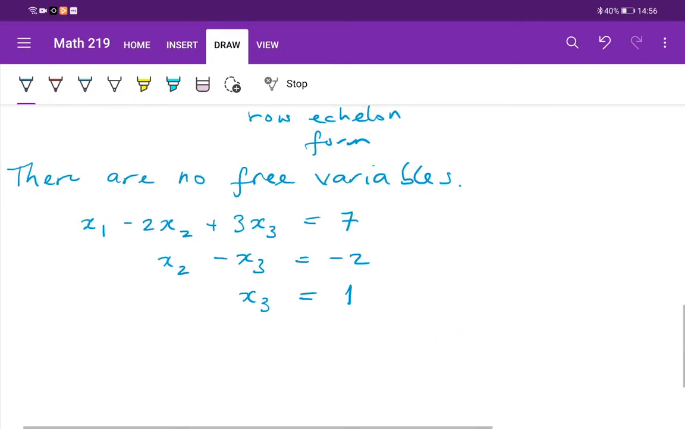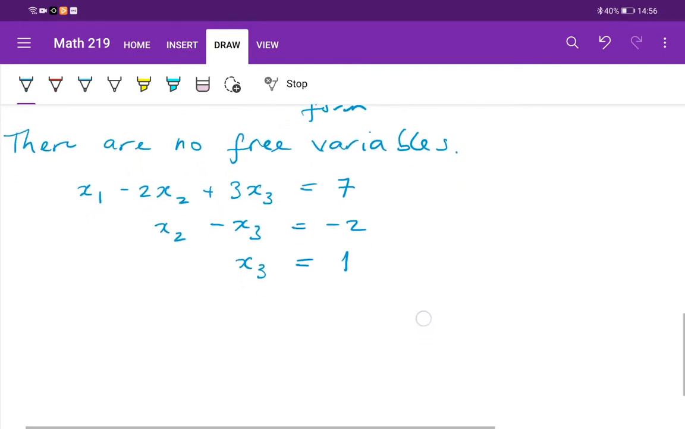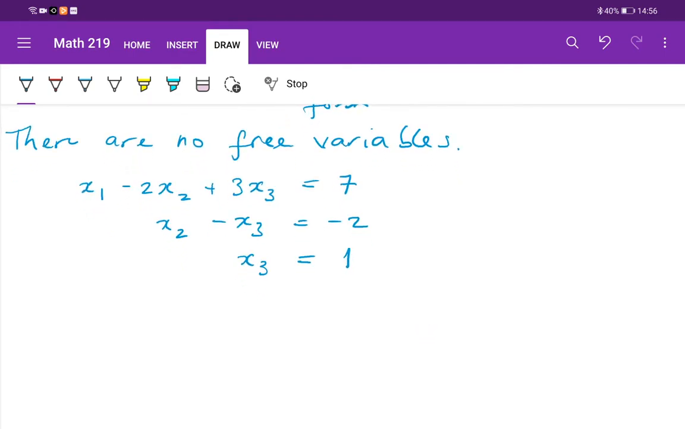And the way we do this, we work backwards from the bottom row. So we start with the bottom row. The bottom row tells us that x3 is equal to 1. And then we look at the second row. That tells us x2 is equal to x3 minus 2. When you put x3 equals 1, you get -1. So this is 1 minus 2, which equals -1.